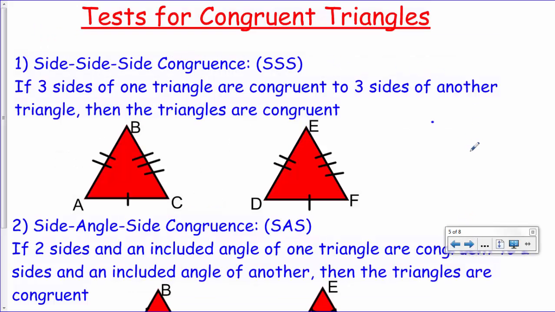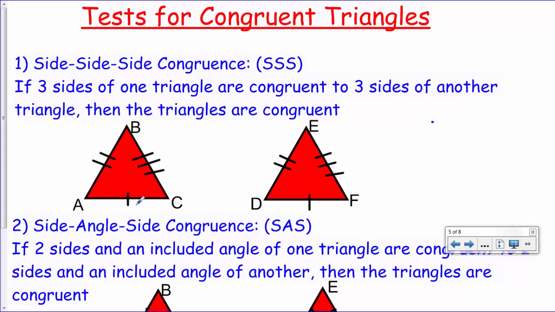We have 4 different tests for congruent triangles. The first one is the side-side-side congruence test. We abbreviate it SSS for side, side, side. It says if 3 sides of one triangle are congruent to 3 sides of another triangle, then the triangles are congruent. You have to look at the markings on the drawings and know how to mark the drawings to show why 2 triangles are congruent by each of the different tests for congruence.